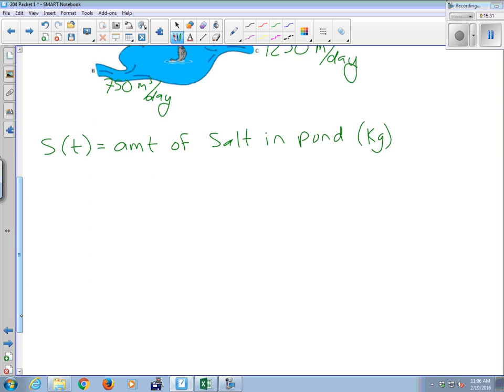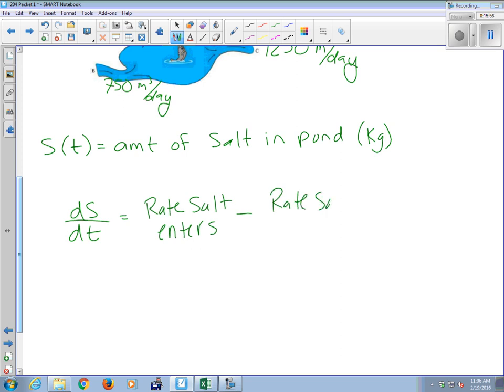Okay, so I have to write a differential equation that models the amount of salt here. I know about how the amount of salt is changing, so I'm going to write an equation ds dt. Some salt is entering, right? So I'm going to do the rate salt enters the pond minus the rate salt leaves the pond.